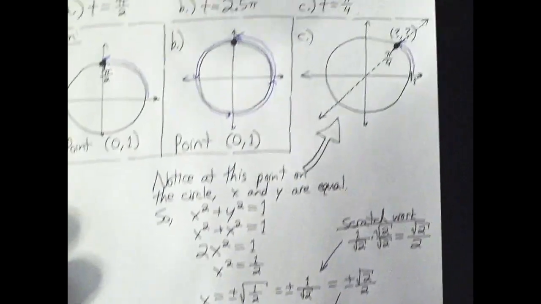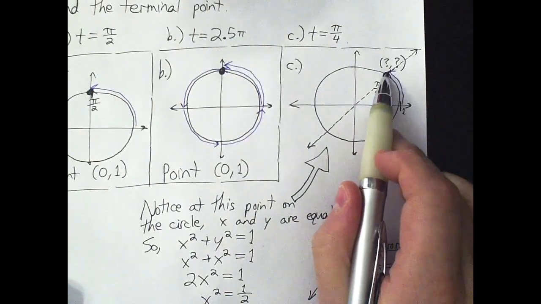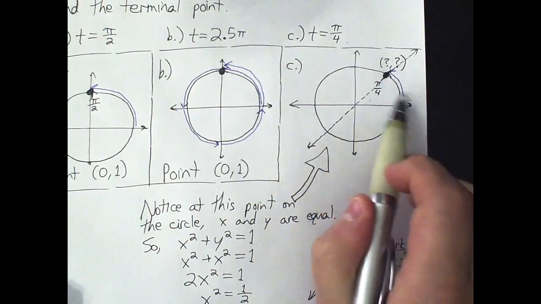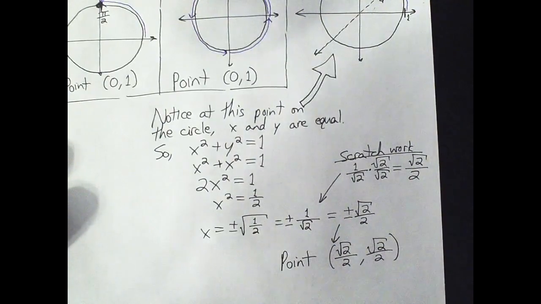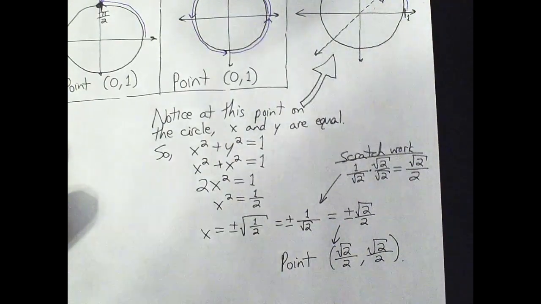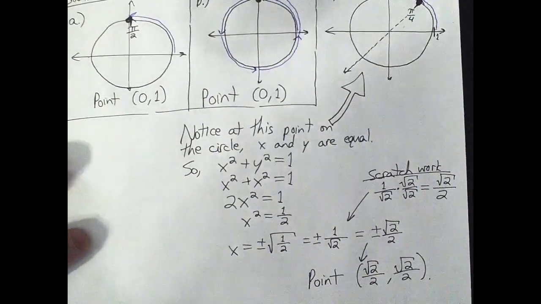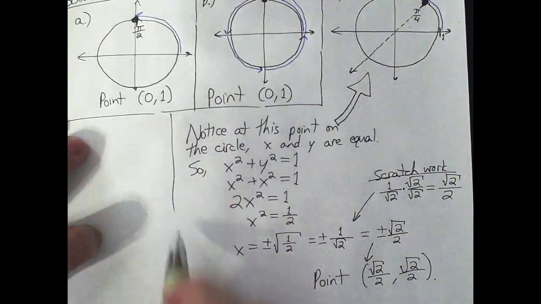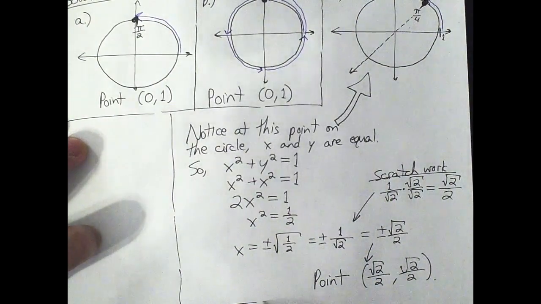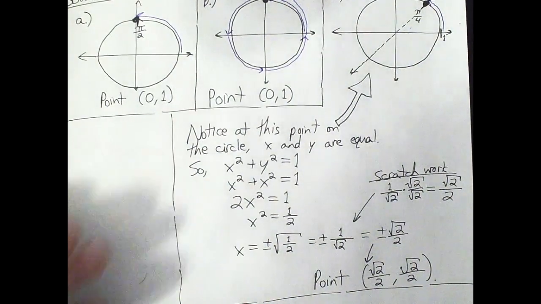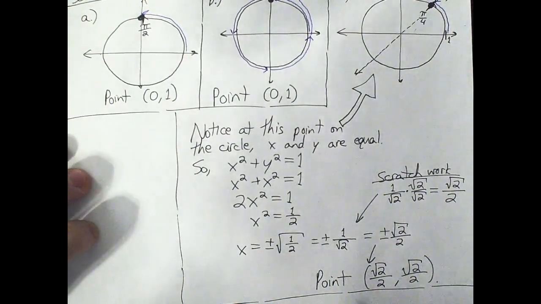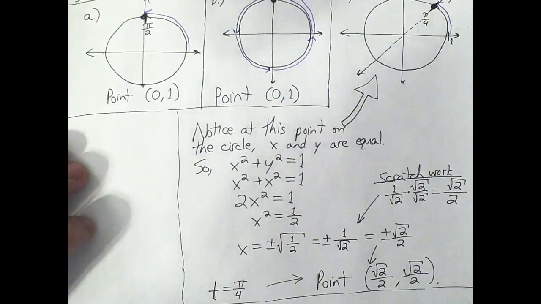In fact, let's just check. It looks like, yes, both x and y look like they are positive numbers because they are in quadrant 1. So square root of 2 over 2, comma, square root of 2 over 2, that is the answer to that part. So we answered 3 questions. This one just took a bit more work. And this is the terminal point associated with, just to remind you, this had t equals pi over 4. So for that t value, we get this terminal point.